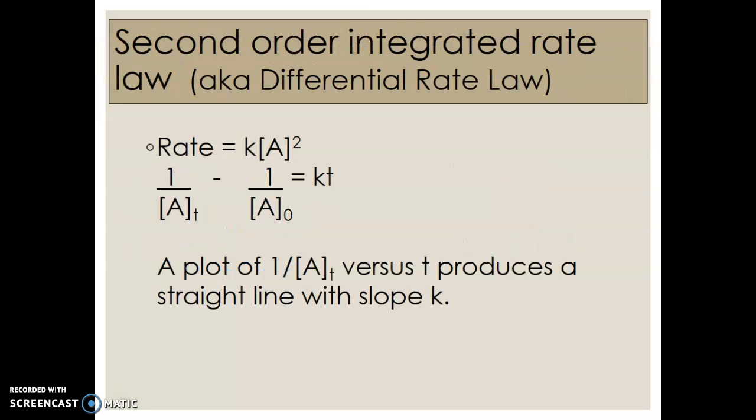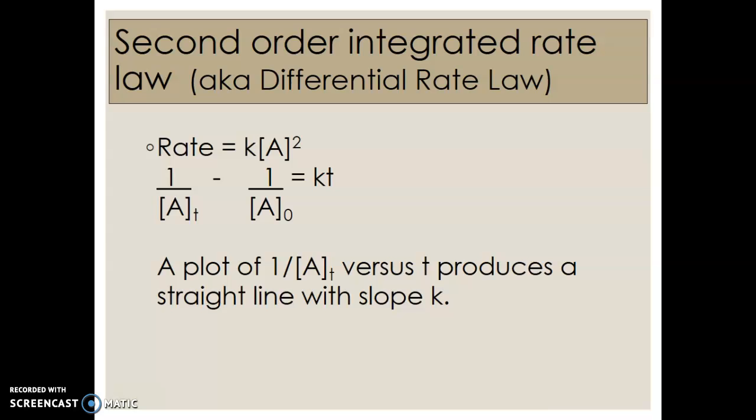So I told you that the first order integrated rate law is the most common and the one that is highly tested on the AP exam. I did want to give you guys some examples of the second order integrated rate law and also zero order. So the second order differential rate law is rate equals your rate constant K times the concentration of A squared. The second order integrated rate law is this equation.